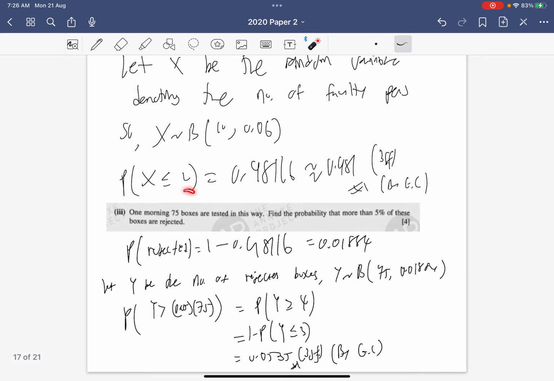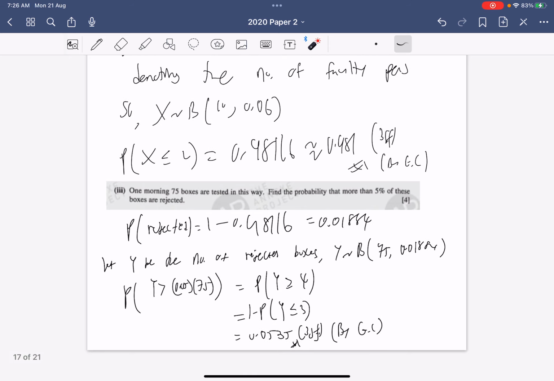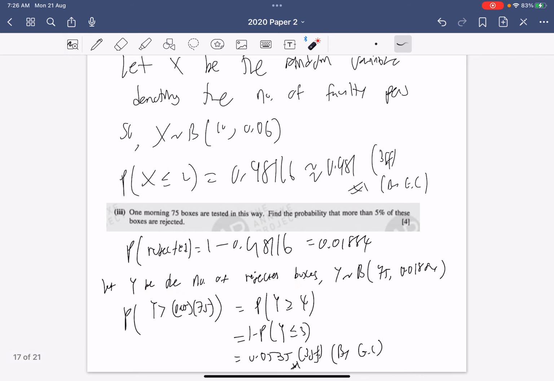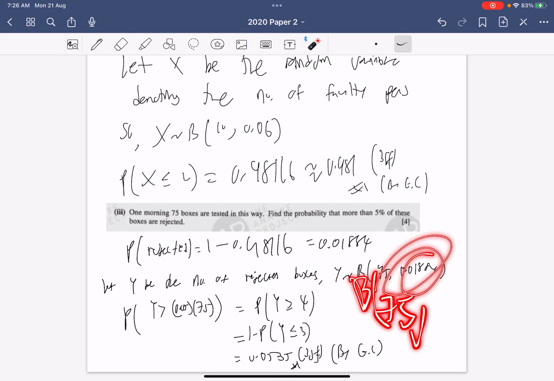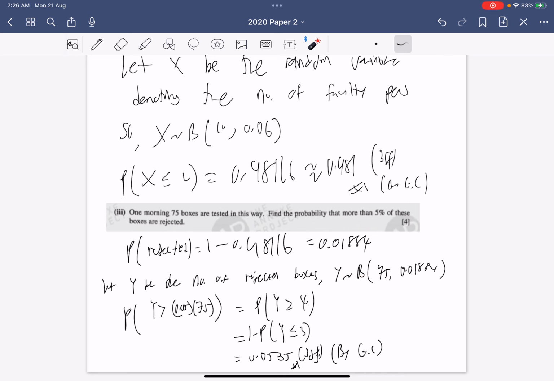One morning, 75 boxes are tested this way. Find the probability that more than 5% of these are rejected. The probability of rejection is 1 minus 0.981, so it's 0.01884. We want to find the probability for the number of boxes rejected, so we just need to use another binomial. Now it's binomial 75, 0.01884.